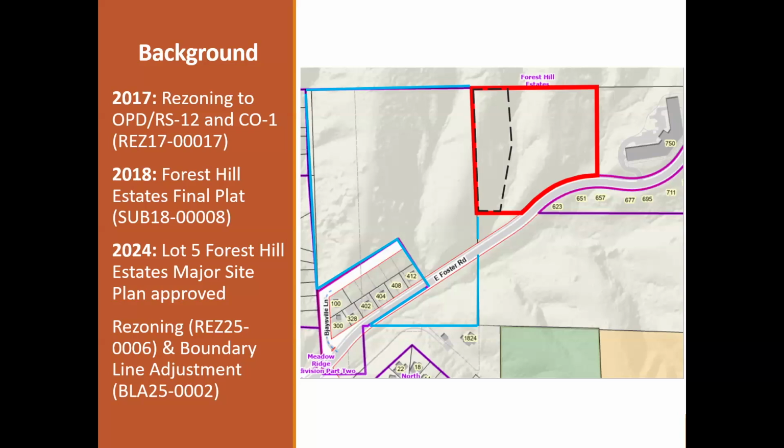This conservation easement is located on the subject property. In 2024, a major site plan was approved for Lot 5 Forest Hill Estates, which is currently being developed with 19 townhome-style dwellings. Lot 5 is also going through a rezoning and boundary line adjustment as part of a land swap between owners. As you can see on the map on the screen, Lot 4 is outlined in red, and the property to the west is outlined in blue. Subdivision boundaries are shown in purple, and the area proposed to be rezoned is shown in the black dashed line, which is proposed to be part of the adjacent property to the west with the boundary line adjustment application.